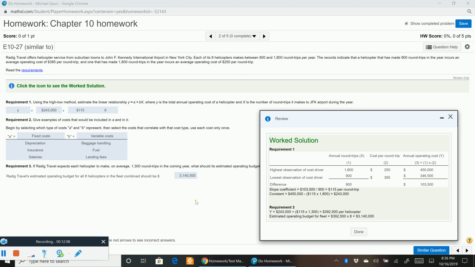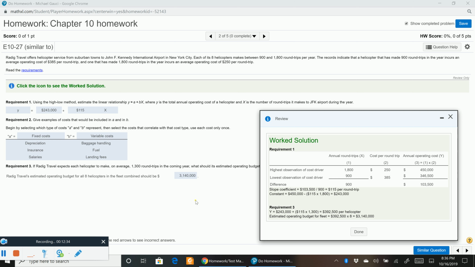In this next homework problem, once again using the high-low method to estimate our costs going forward, trying to come up with a budget number. Here we have a helicopter service from suburban towns to JFK Airport, New York City. This particular helicopter service has 8 helicopters in their fleet.